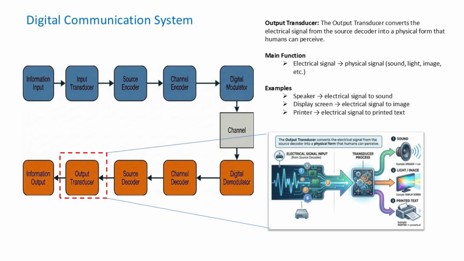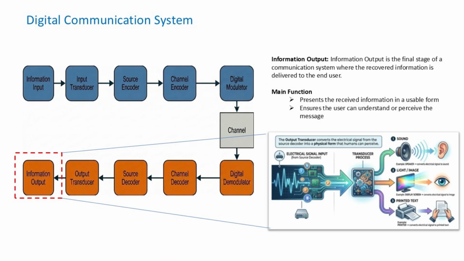Continuing from the previous block, after the source decoder, we move to the output transducer. The output transducer converts the electrical signal from the source decoder into a physical form that can be perceived by humans. Its main function is to transform electrical signals into real-world outputs, such as sound, light, or images. For example, a speaker converts electrical signals into sound, a display screen converts them into images, and a printer converts them into printed text. Finally, we reach the last block, the information output.